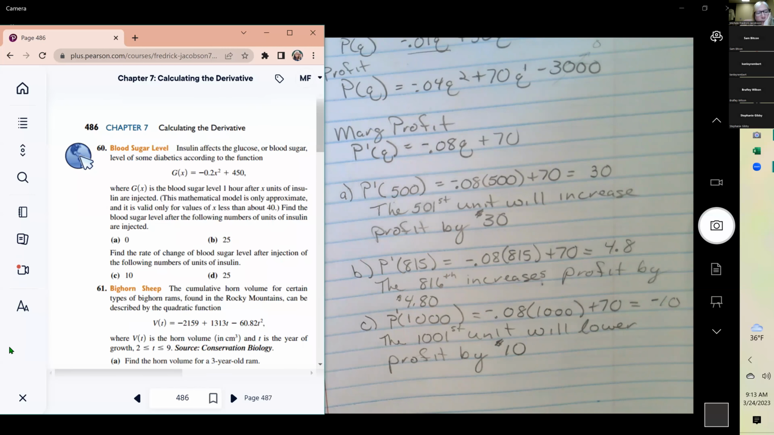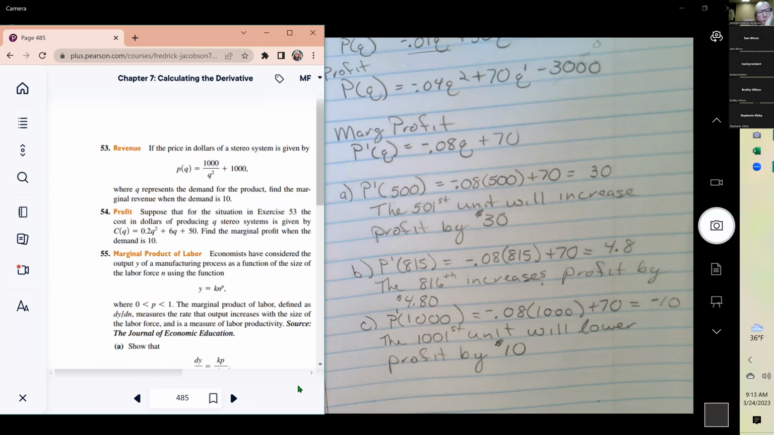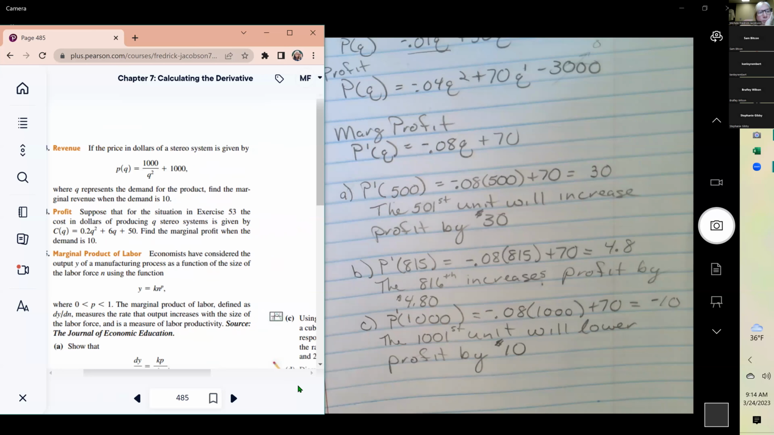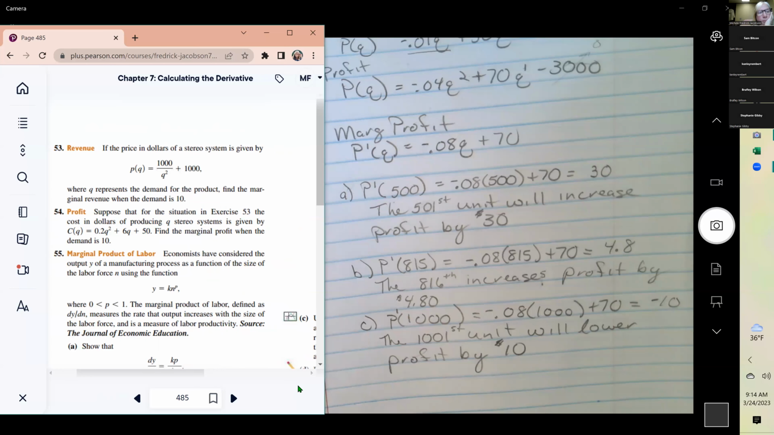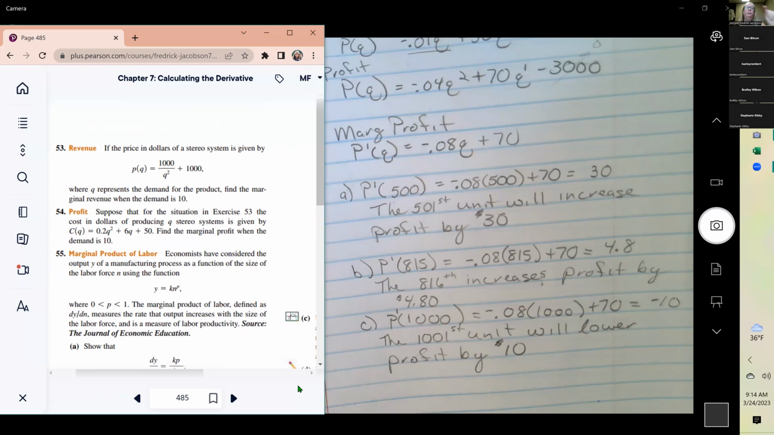Oh, I hit it twice. Okay, I want to do 53 because of the fraction.